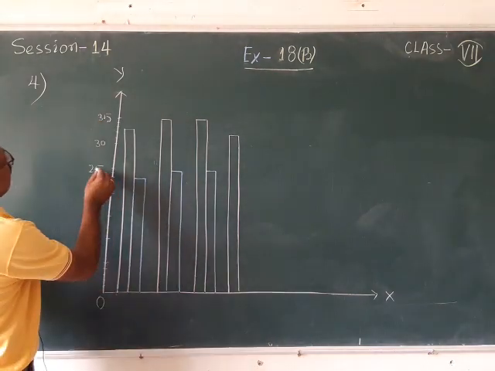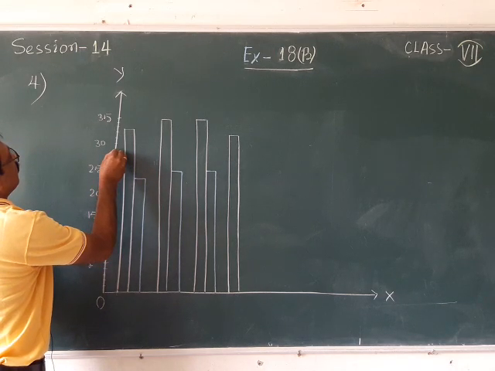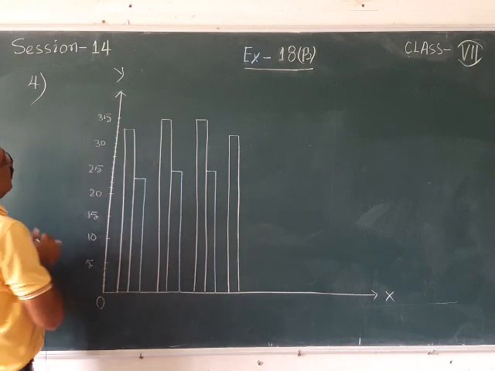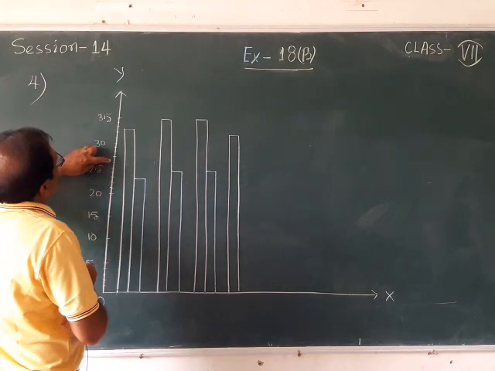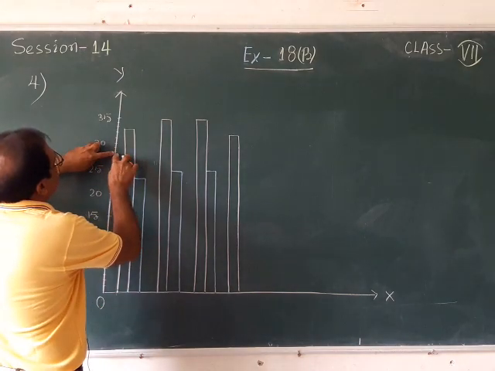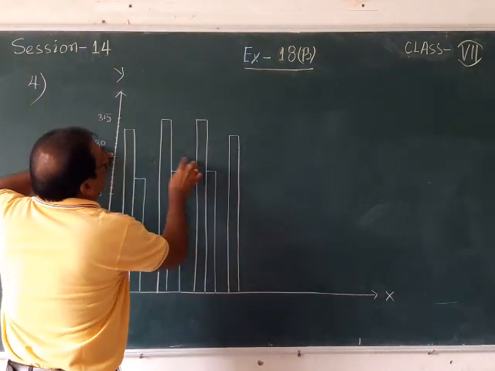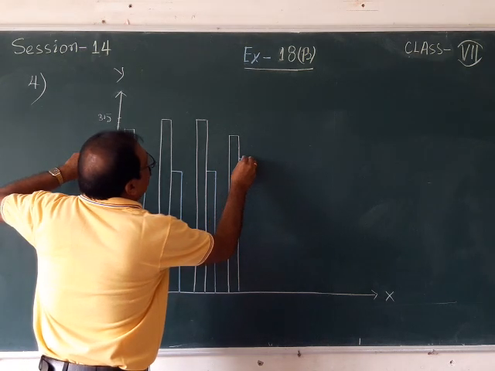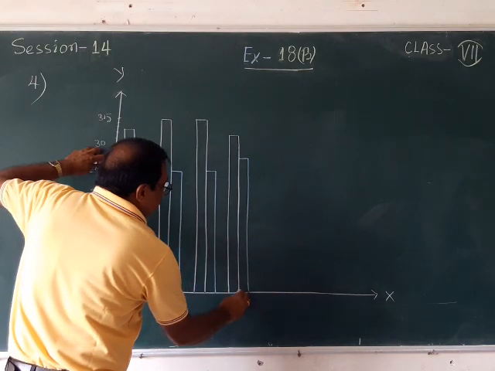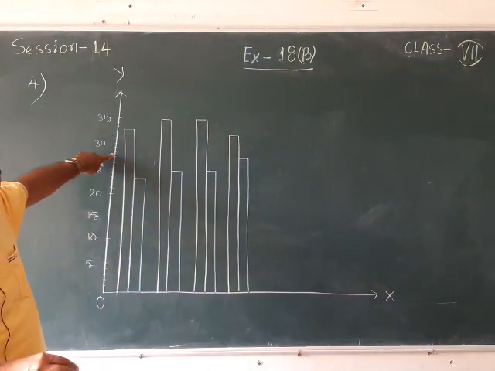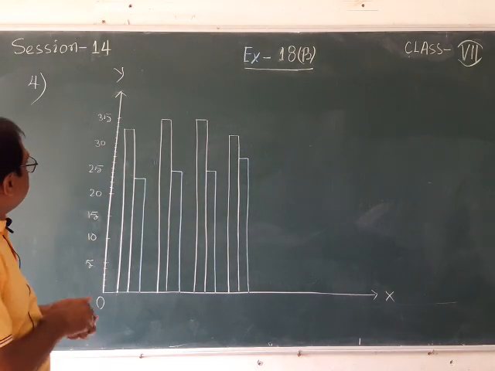So 27 here, 25 here, 26, 27, then 28, 29, 30. I need 27.5 here. So 25, 26, 27, and 27.5 is in the middle. I am going to write here 27.5. In front of that I have used a different color. It is showing me 27.5, then 35 degrees C and 25 degrees C.